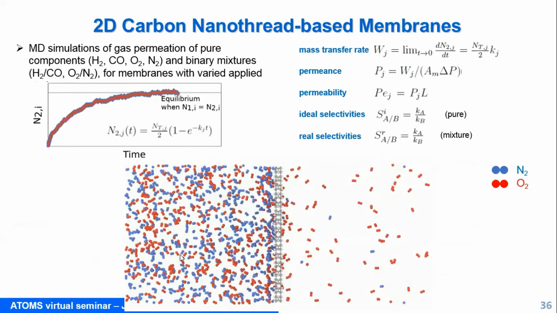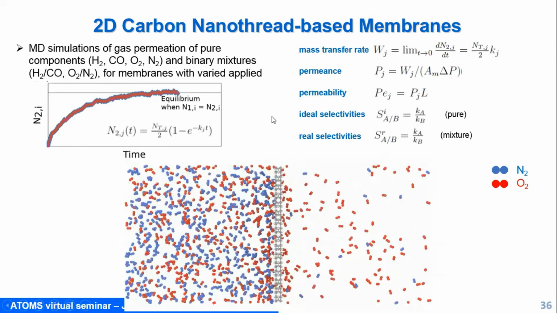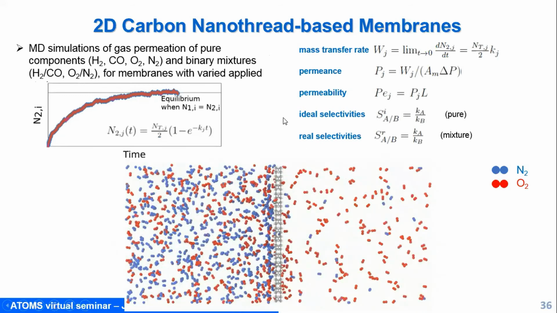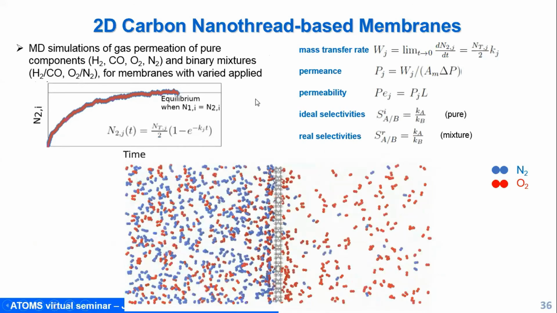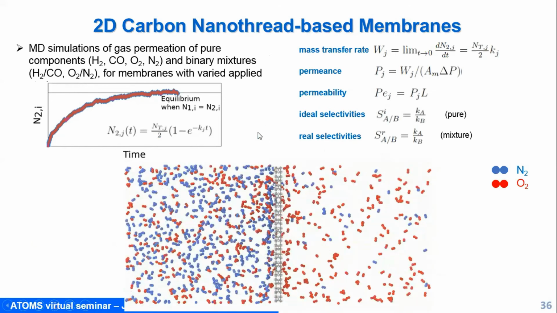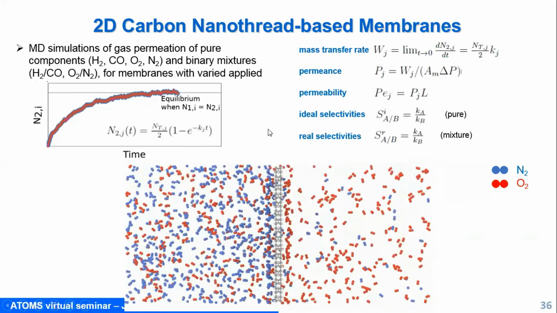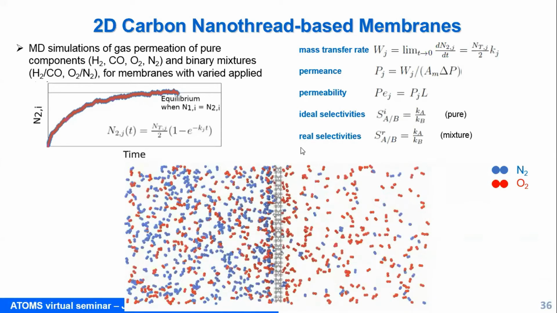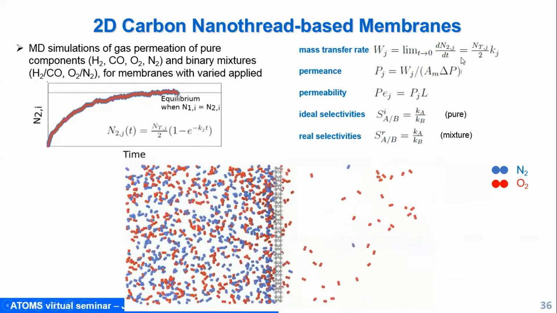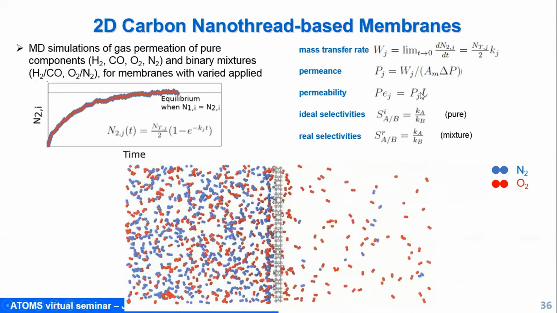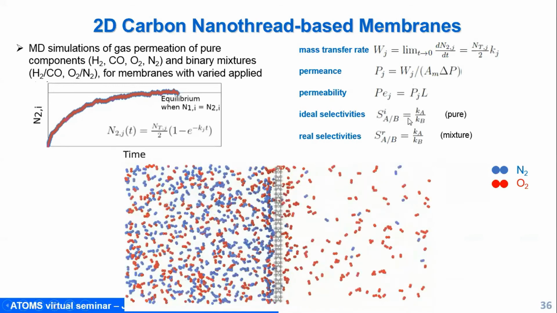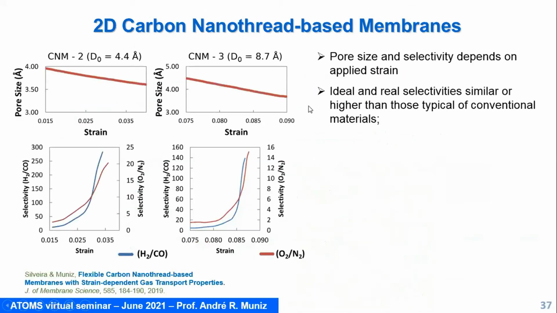So we did some MD calculations to compute the transport through these membranes for mixtures and pure gases. Here in this example we show the separation of nitrogen and oxygen, which is a difficult separation in practice due to the very close kinetic diameters of these molecules. So we compute transfer rates, and with this information, we compute a lot of properties of relevance, like permeabilities and selectivities. And we found that by applying strain in these membranes, these are two different membranes, we can tune, of course, as we show, the size of the pores.